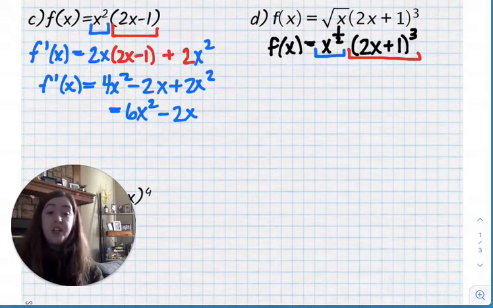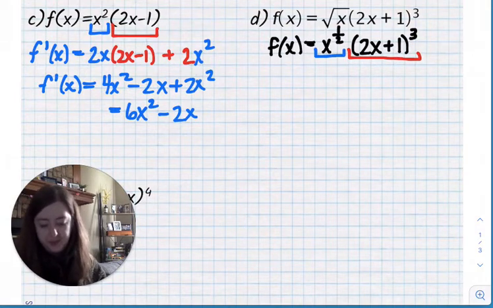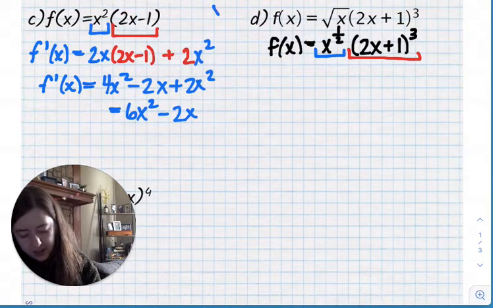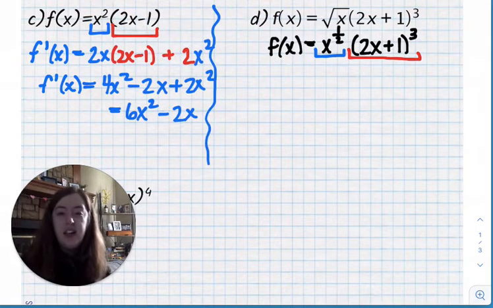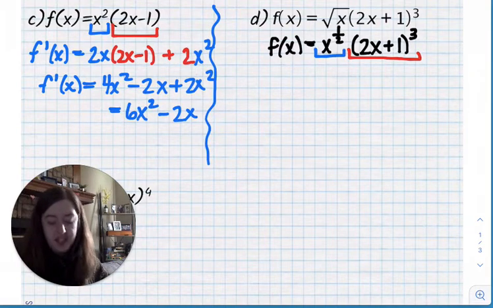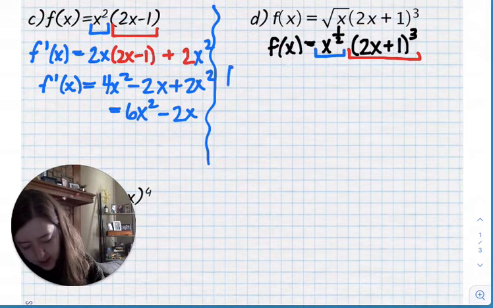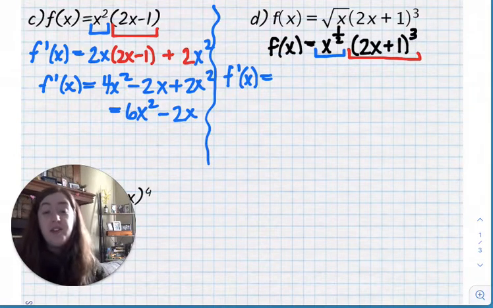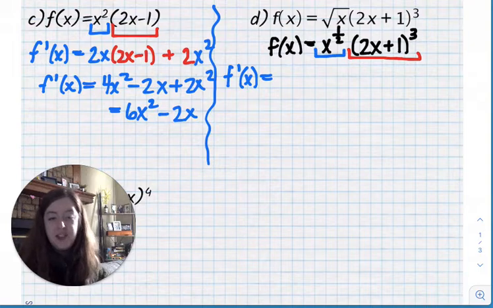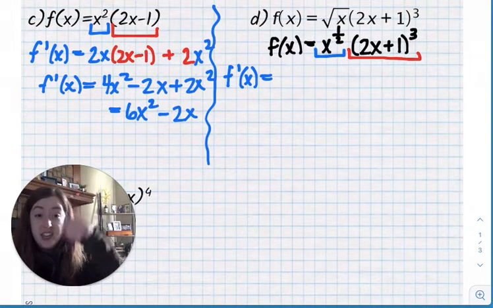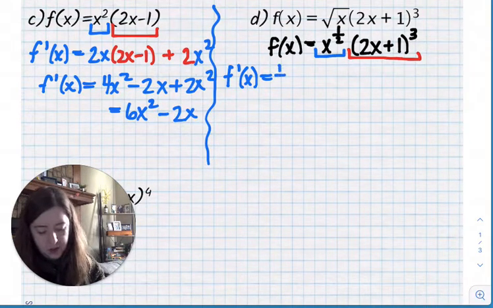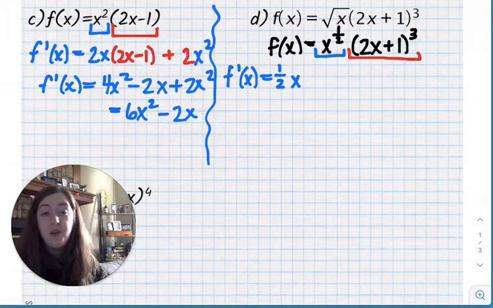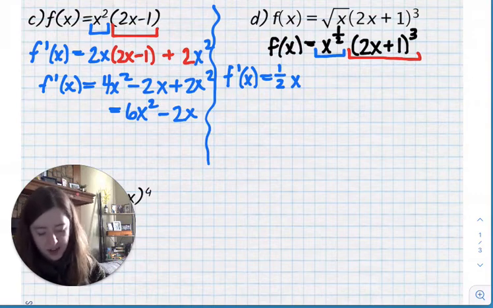2x plus 1 cubed is going to be my second. So let's get started. I'm going to put a little line there because I'm going to need some extra space. All right, so let's start with f prime of x equals derivative of the first times the second. So the derivative of the first, bring down that 1/2. So I'll have 1/2 x to the, subtract 1 from the power, so 1/2 minus 1 is -1/2.